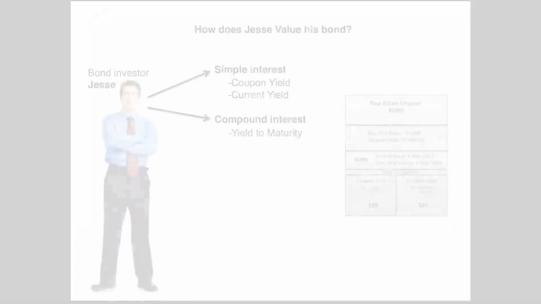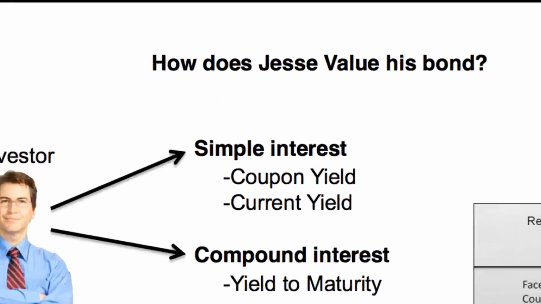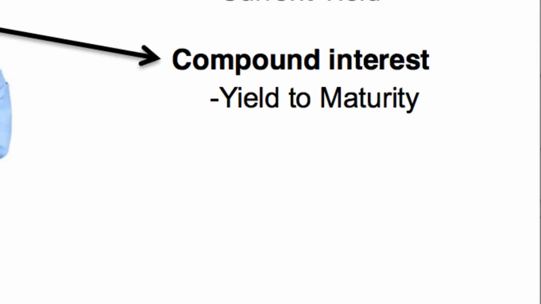So let's get started. Okay, as you can remember from the second lesson, we have our bond investor, Jesse. And Jesse has his bond from Real Estate Empires, and we're going to look at different ways in which Jesse can value this bond. So really there's 2 different ways. You can look at the simple interest or you can look at the compound interest.